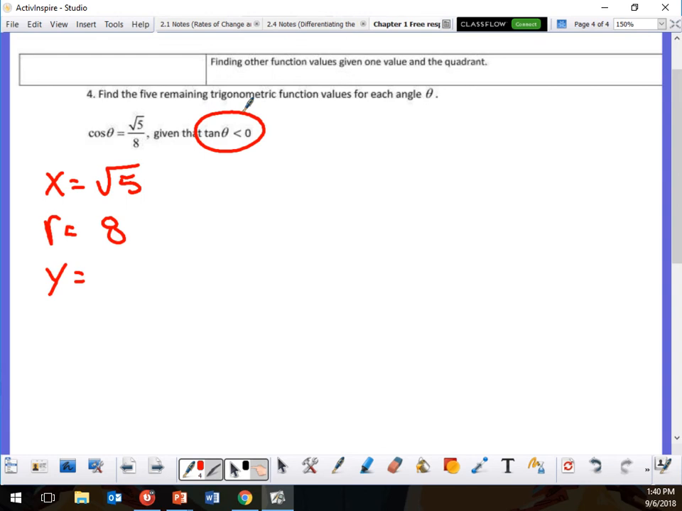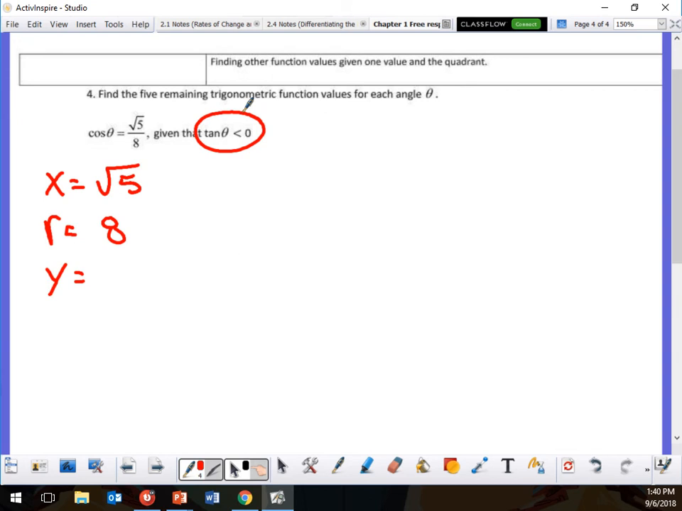Now, what I just circled right there says tangent theta is less than 0. Negative. So your y is going to be negative. So tangent theta is less than 0. So that means that my tangent has to be negative. Numbers less than 0 are negative, right?